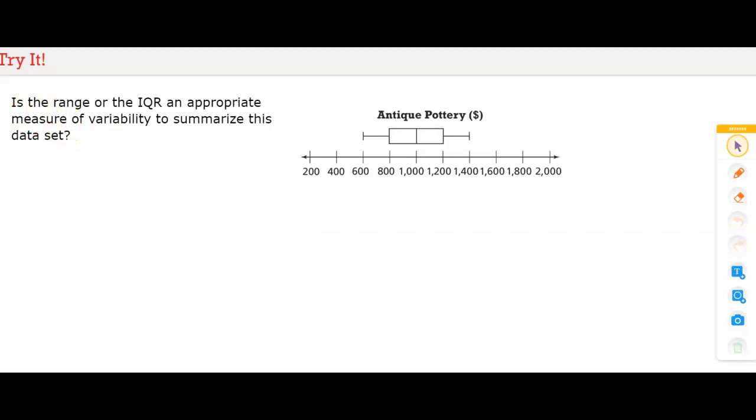Is the range or the IQR an appropriate measure of variability to summarize this data set? The range would be the best choice in this situation to measure the variability because the data is centered here. There is no outlier. So the range would be a good choice to summarize this data.